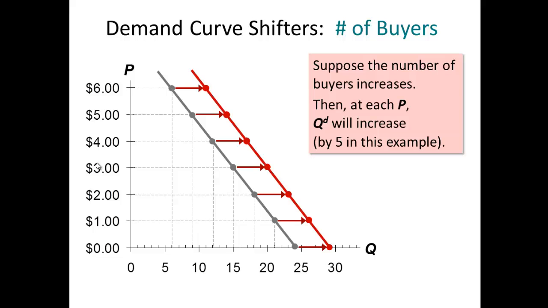And what you will find is that we did not change the price. Let's say that we're selling our product at $5, but if we increase the number of buyers, the price is still $5, but now we have more individuals that are willing and able to buy the product. And so this, in this instance, caused the demand curve to shift to the right or shift outward.